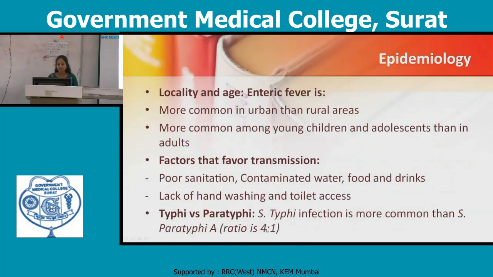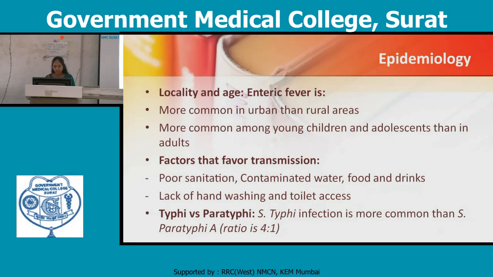Epidemiology, locality and age: enteric fever is more common in urban than rural areas, and more common among young children and adolescents than in adults. Factors that favor transmission are poor sanitation, contaminated food and drinking water, lack of hand washing and lack of toilet access. Typhi versus paratyphi: Typhi infection is more common than paratyphi, in a ratio of 4:1.